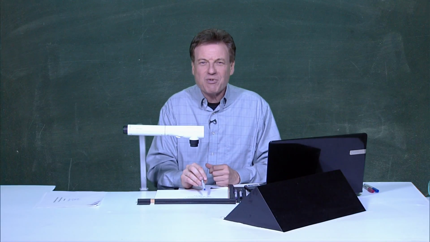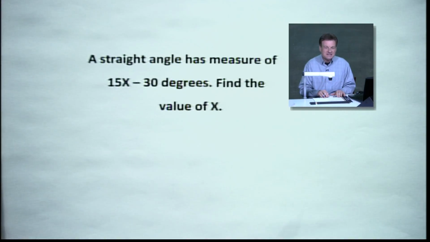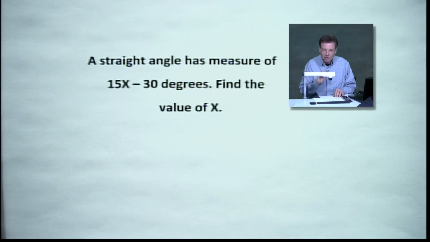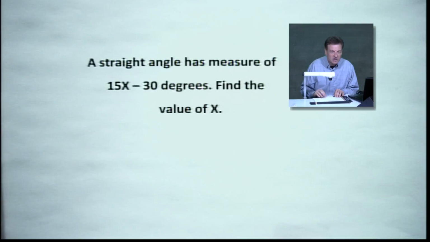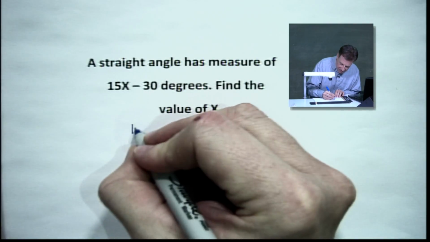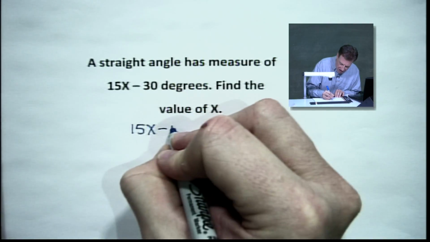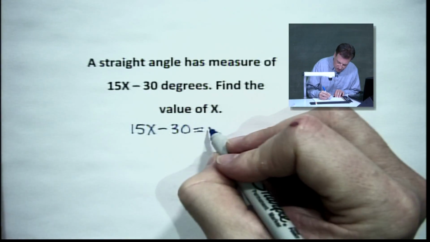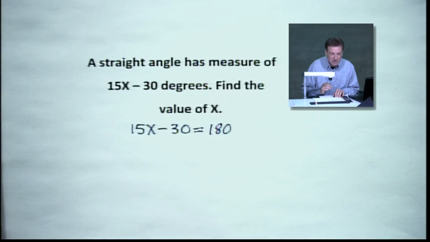Now, let's go to our next problem here. We've got a straight angle that has a measure of 15x minus 30 degrees. We're going to find the value of x here. Now, once again, a straight angle has only one option, 180 degrees. So here we go. Let's put it in here. We've got 15x minus that 30, and that is going to equal, folks, 180. Everybody with me?